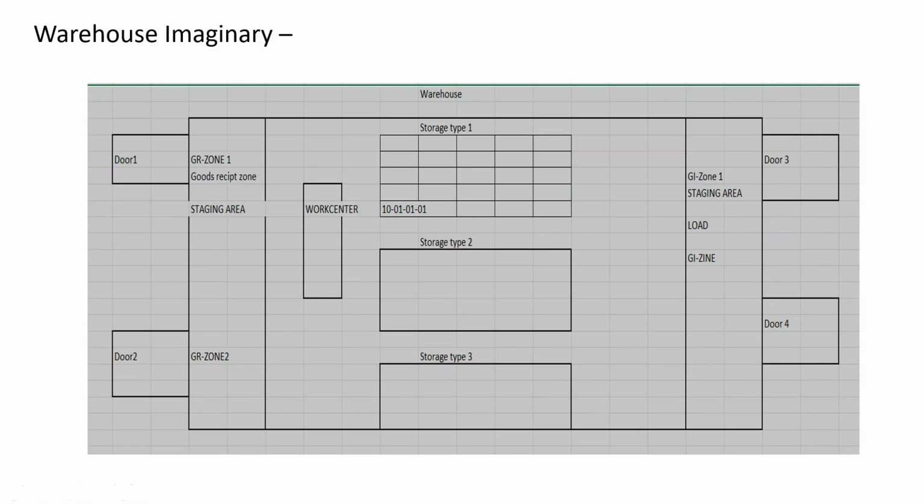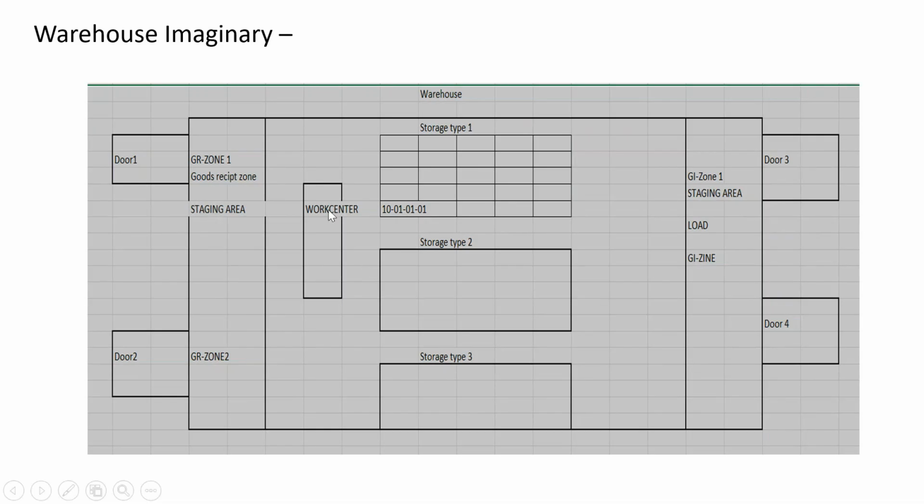So what happens here in the work center? We unload in the staging area. Staging area is a general term in the warehouse where we stage the products temporarily. We name it here as goods receiving zone because we are receiving from this door and we are issuing from this door. Okay, staging area is a general term in the warehouse.